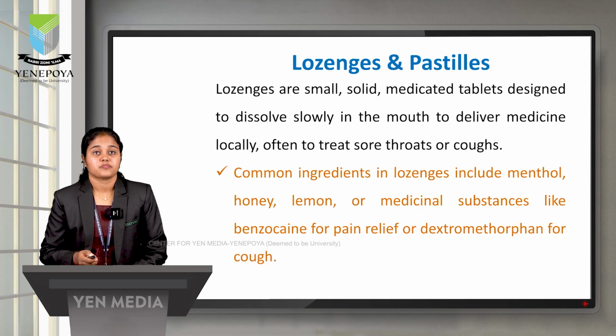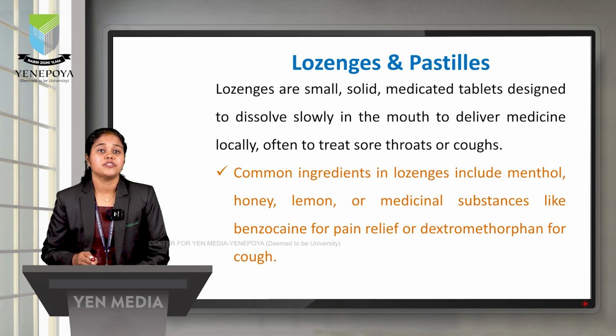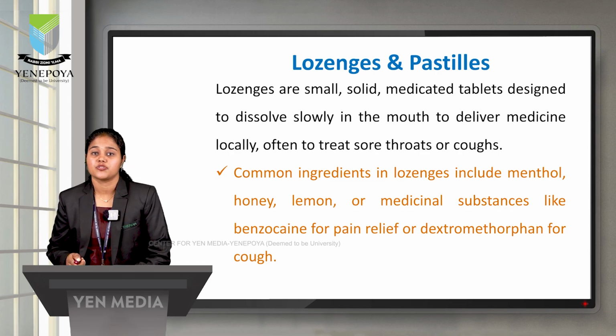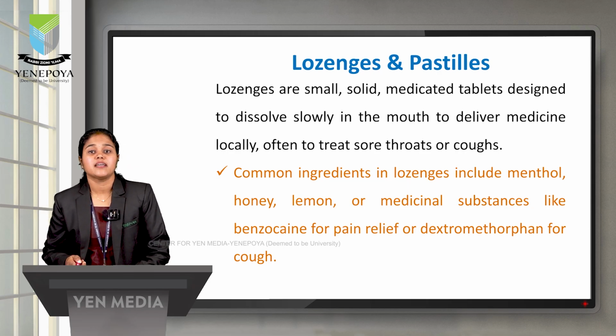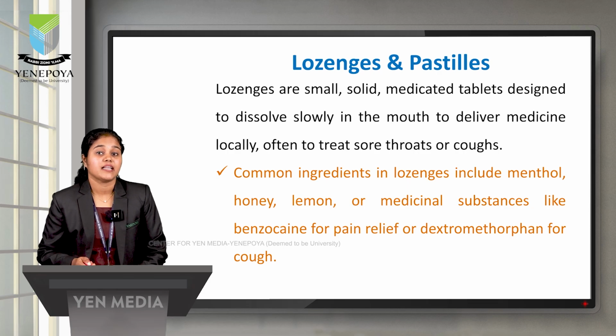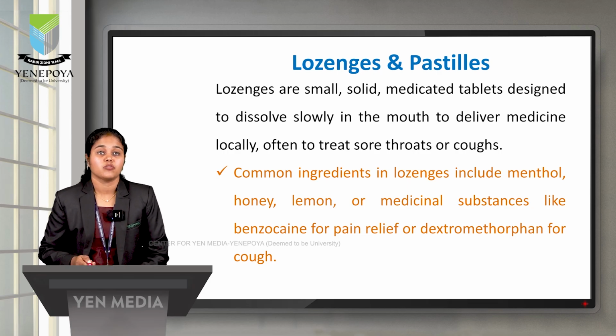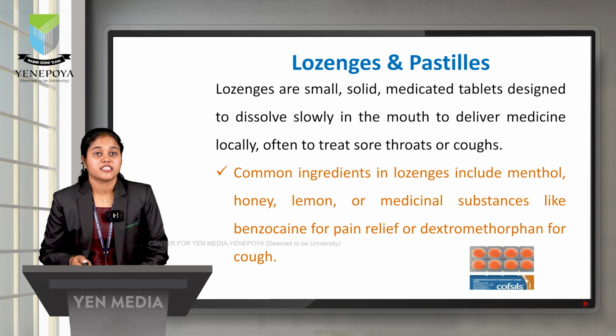The next is lozenges and pastilles. So, what is a lozenge? Lozenges are small solid medicated tablets designed to dissolve slowly in the mouth to deliver medicine locally, often to treat sore throats or cough related issues. Common ingredients in lozenges include menthol, honey, lemon, or medical substances like benzocaine for pain relief and dextromethorphan for cough. So, Strepsils can come under the classification of lozenges.